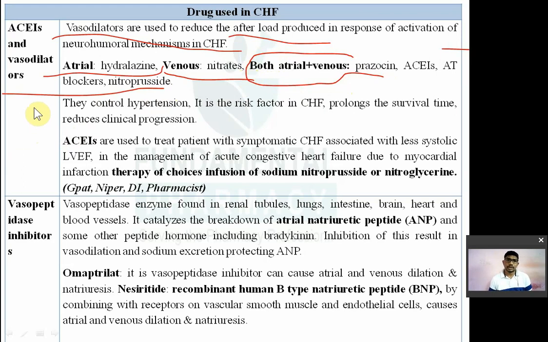So they are used to control the hypertension in congestive cardiac failure, which is one of the risk factors for congestive cardiac failure. If hypertension is high, the heart can fail. These drugs are used to control the hypertension in CHF. Two, they prolong the survival time of the patient. They reduce the clinical progression of congestive cardiac failure.